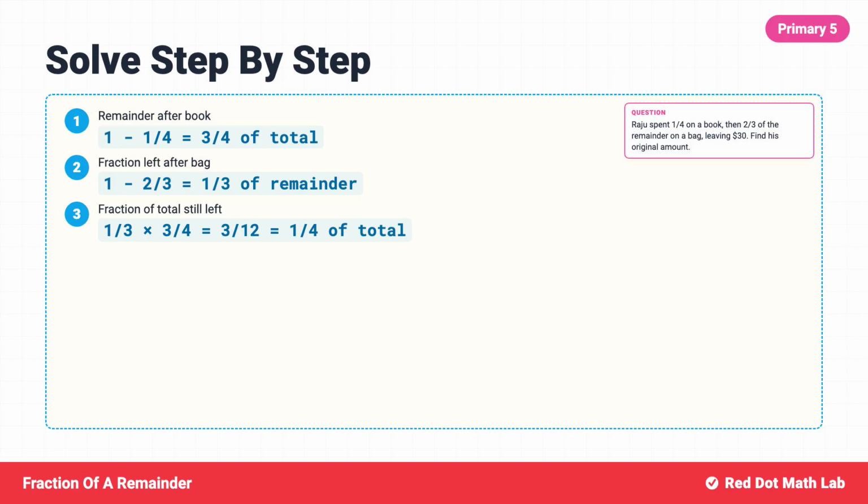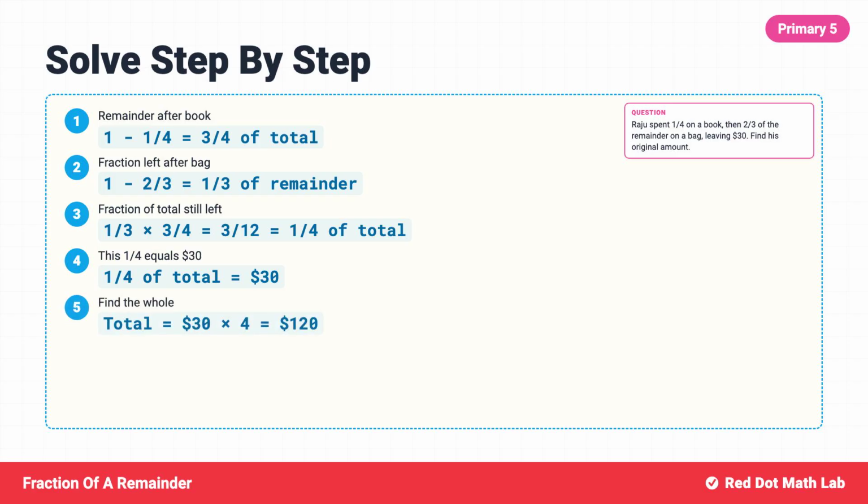Lovely. Step 4. This 1/4 of the total equals $30 because that is what Raju had left. Step 5. To find the whole total, we multiply $30 by 4, giving us $120.